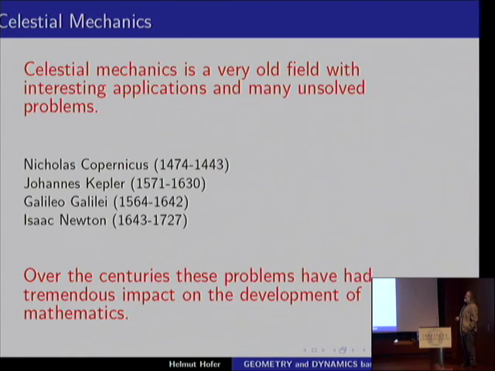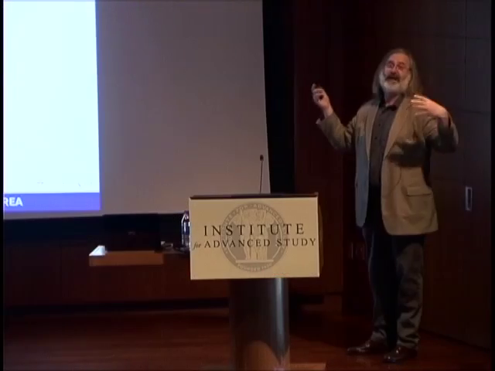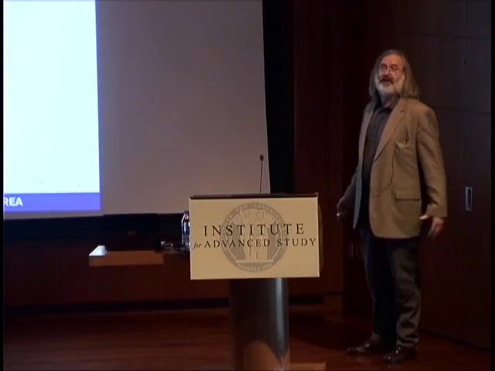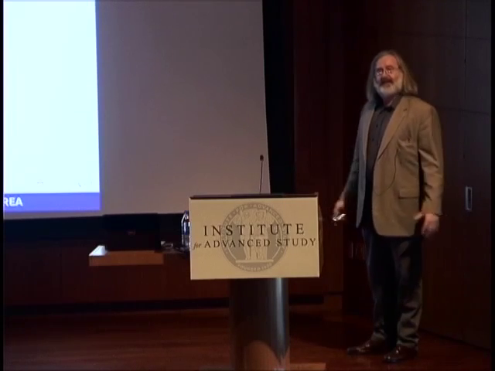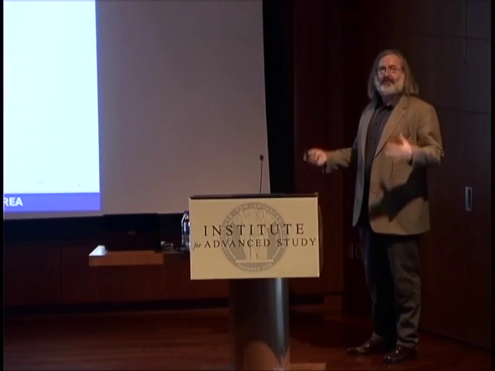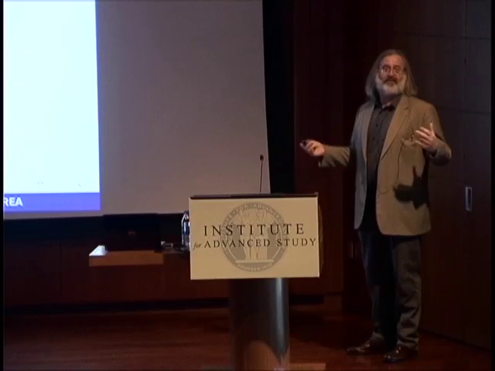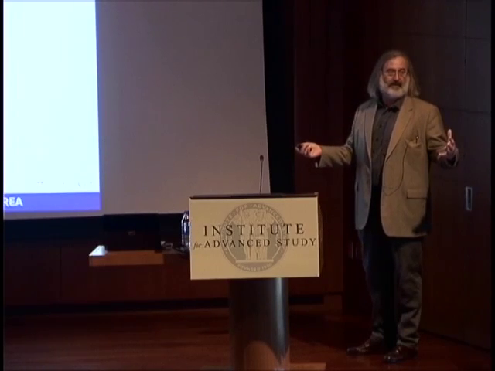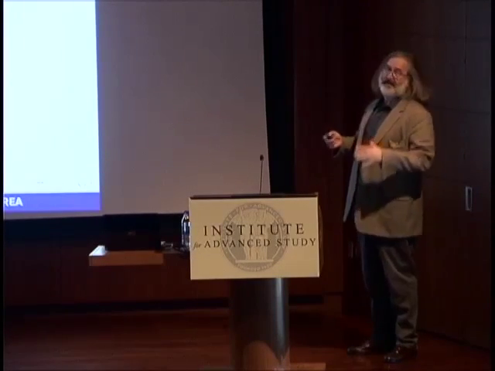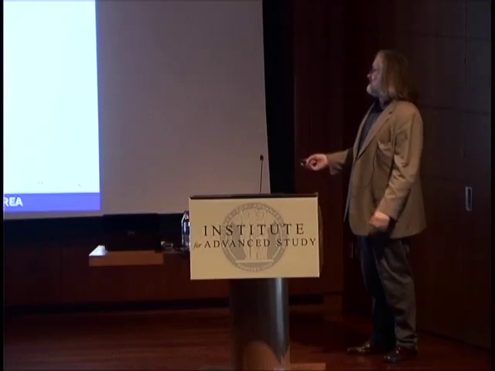For example, if you just study two bodies moving under the influence of gravity, you can explicitly write down the solution. If you take three bodies, it's already so complicated that it has generated headaches for mathematicians for 250 years, and the problem is not understood yet. It's quite amazing. At least not in full generality.